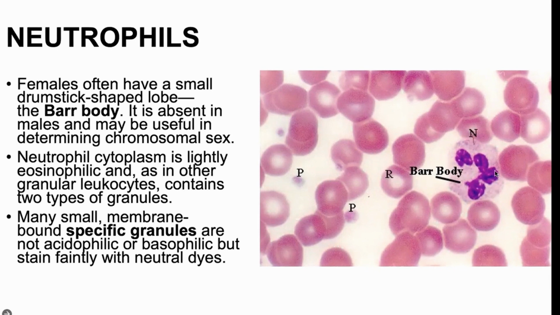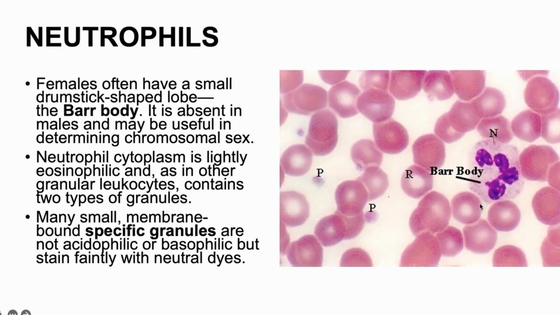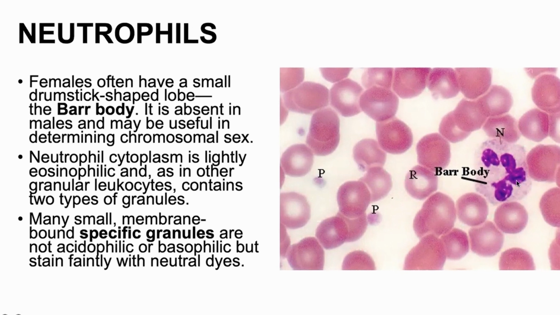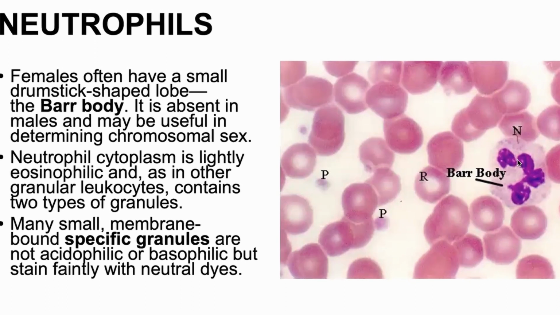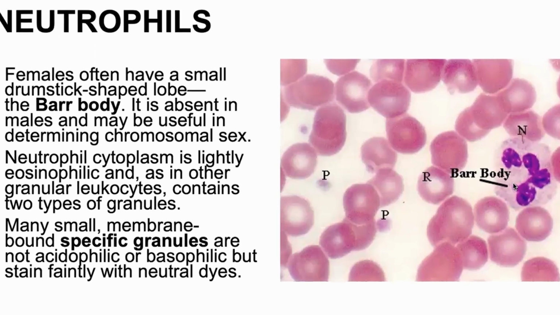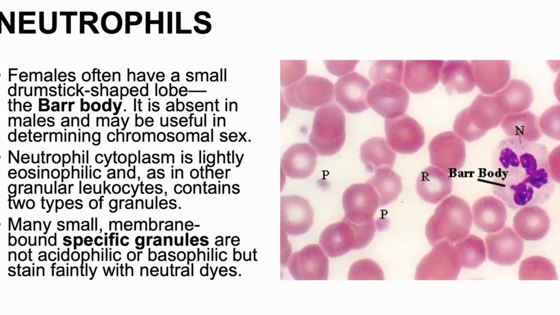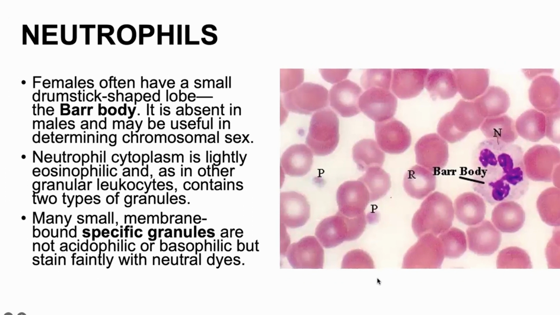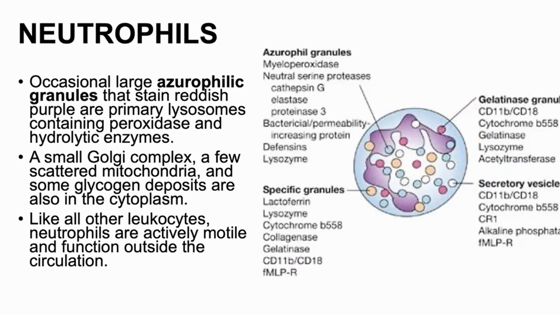This is just basically showing that small drumstick lobe that is supposed to be the Barr body. And in terms of the cytoplasm, it's eosinophilic, meaning that it's pinkish, right? Remember we said eosinophilic, if they're using that as a description, it means that it's about this pink color. If they say basophilic, it's purplish blue. They have small membrane-bound granules, and these granules have a lot of different enzymes that have different functions.